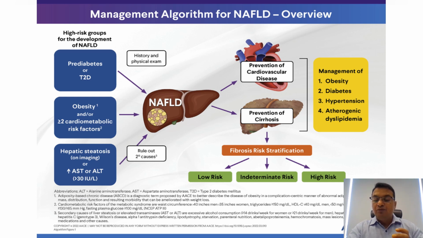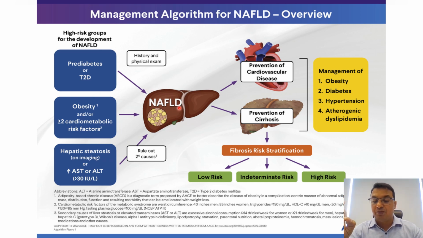So how do we manage a patient with non-alcoholic fatty liver disease? This is a beautiful algorithm recommended by the American Association of Clinical Endocrinologists, the AACE 2022 guideline. What the AACE 2022 guideline says is that all high-risk metabolic disorder patients having prediabetes or obesity or multiple cardiometabolic risk factors, or patients having elevated liver enzymes, should all be suspected for the presence of NAFLD.